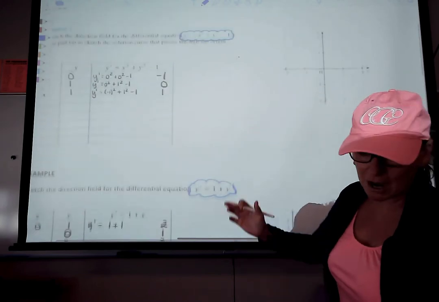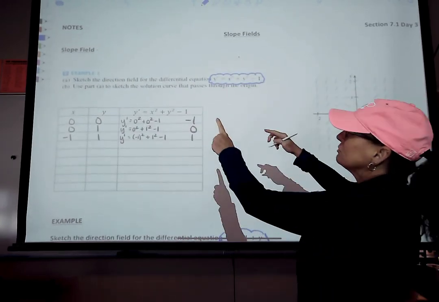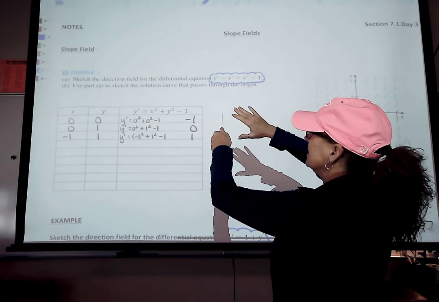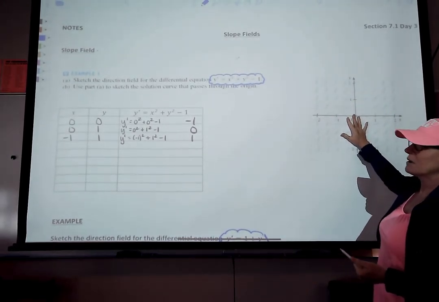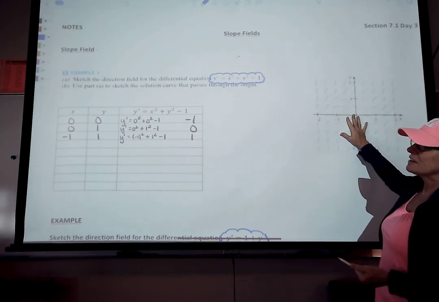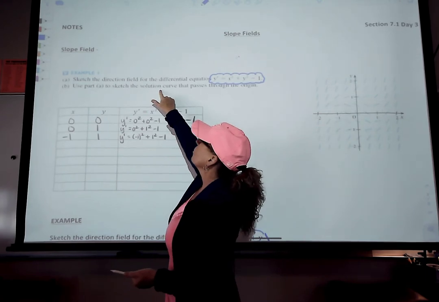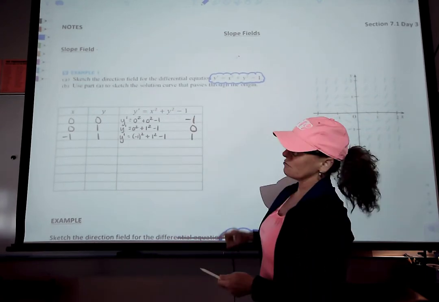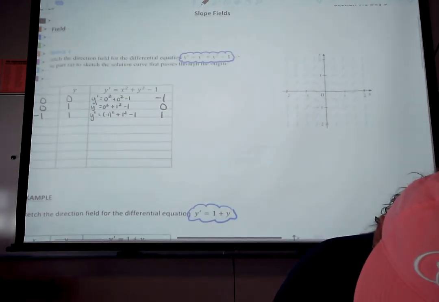And back up, I forgot to finish the first problem. It said sketch the direction field, and I told you somebody already did that for us. I forgot to do part B. It says use the direction field to draw a solution curve that passes through the origin. So we need to pass through the origin. I'm going to go over here and start at the origin.